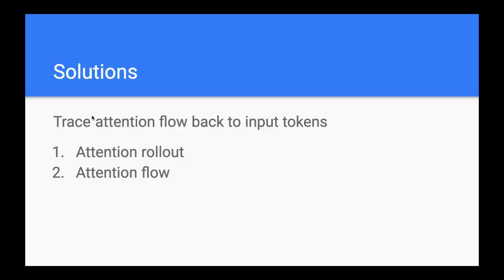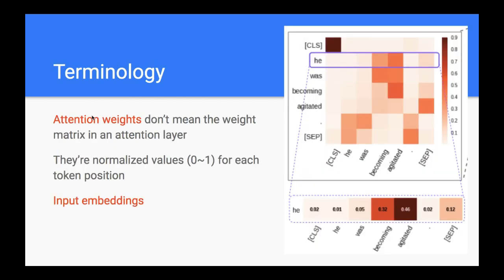And the solutions proposed by this paper are 2. One is called attention rollout, another is called attention flow. Basically, they are both ways to trace attention flow back to your original input tokens to better understand the attentions.